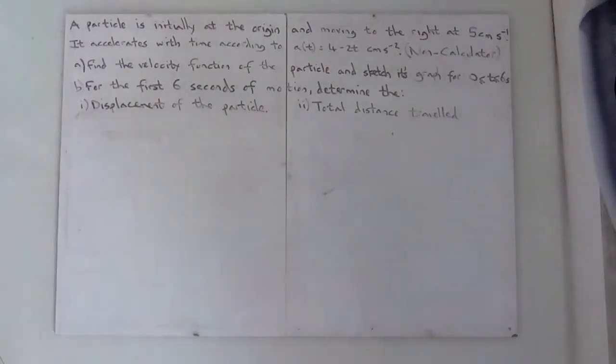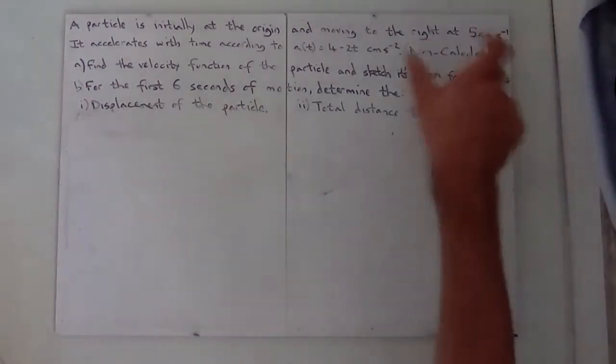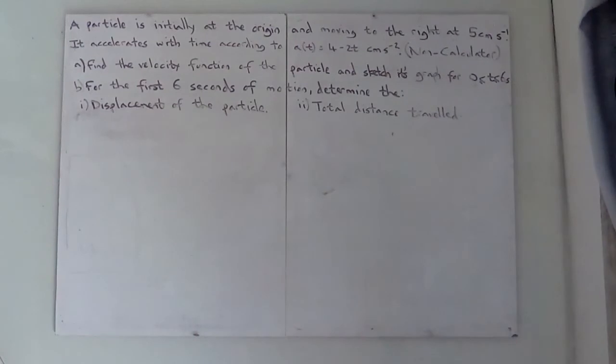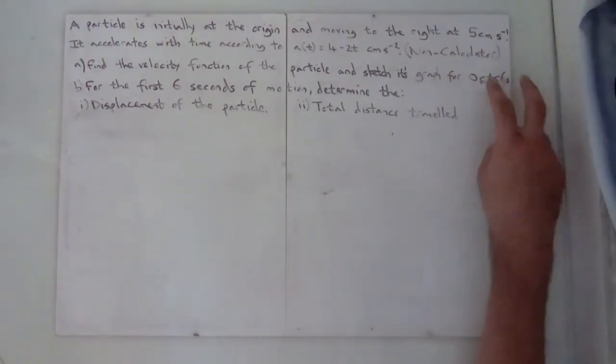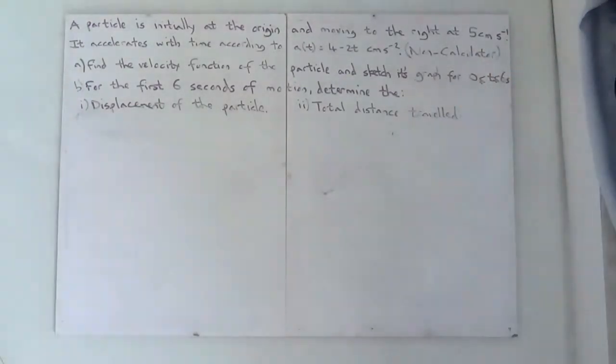A particle is initially at the origin and moving to the right at 5 meters per second. It accelerates with time according to a(t) = 4 - 2t centimeters per second squared. So this is a non-calculator question. We need to, A, find the velocity function of the particle and sketch its graph for a domain of time between 0 and 6 inclusive.